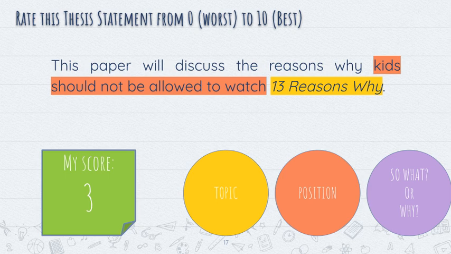Okay, so I gave this one a 3. First, it has 2 of the 3 parts of a thesis statement. The topic is the show 13 Reasons Why. The position is that kids should not be allowed to watch it. But there's really no so what or why. And there's also this part here that says the paper will discuss the reasons why, which doesn't fit into any one of the 3 parts of the thesis statement. And that part that doesn't really fit with any of the parts of a thesis is why I gave this one a lower score than the last sample thesis.